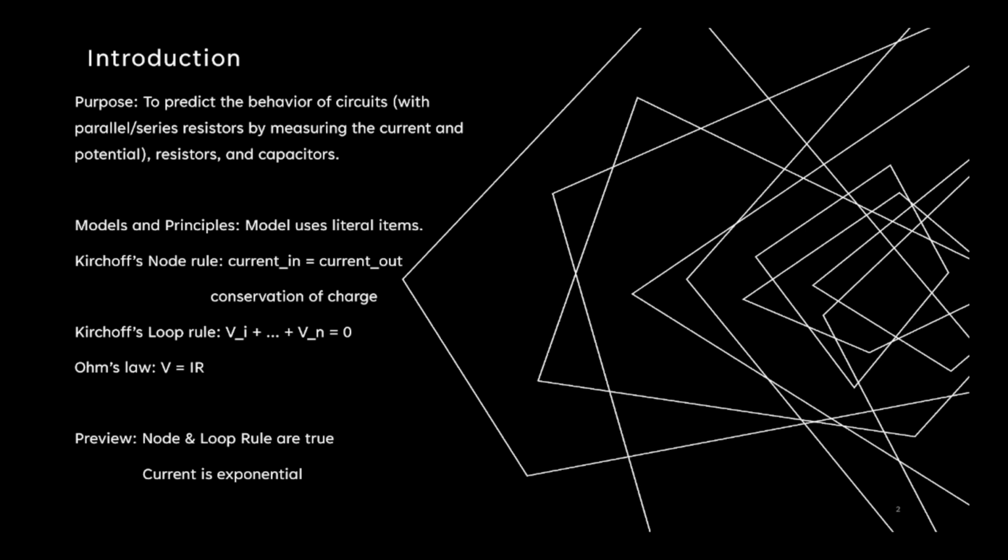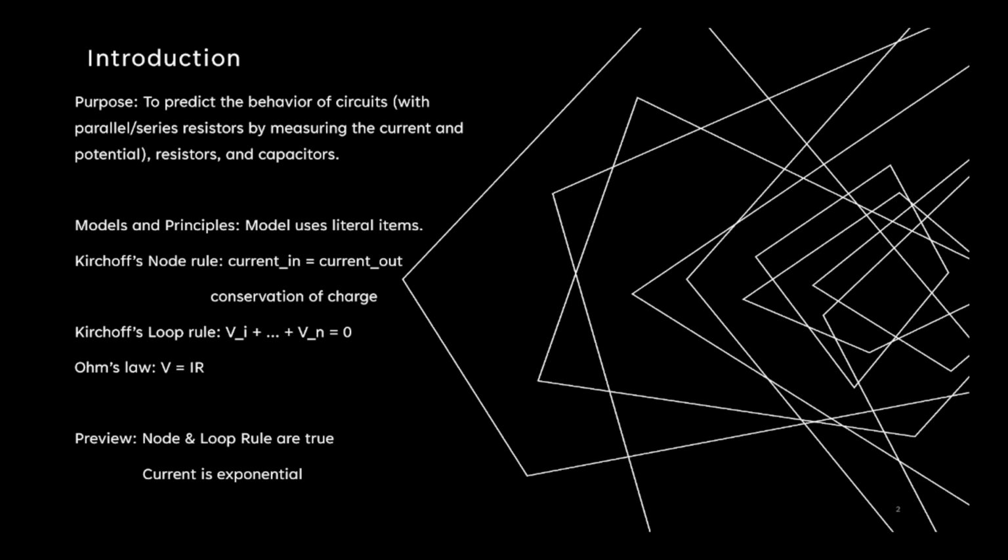So, models and principles. The model in this experiment is quite literally the items that we had around us. We didn't use any online models like in the past. So here are some principles that we use for the experiment. We have Kirchhoff's node rule, which is that the current in is equal to the current out of nodes, which is just conservation of charge.